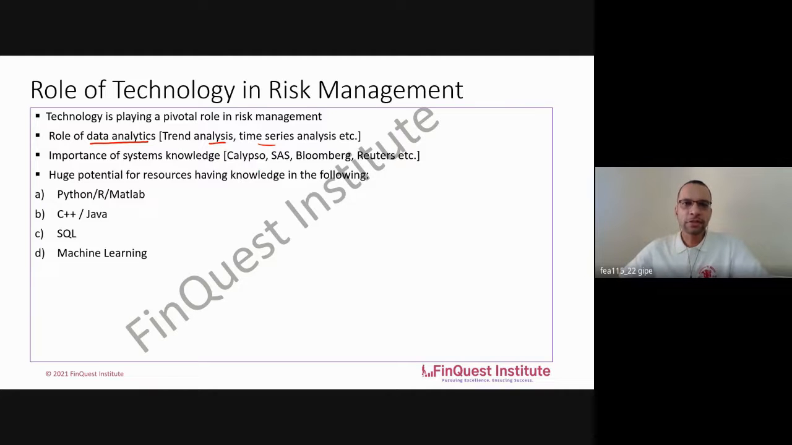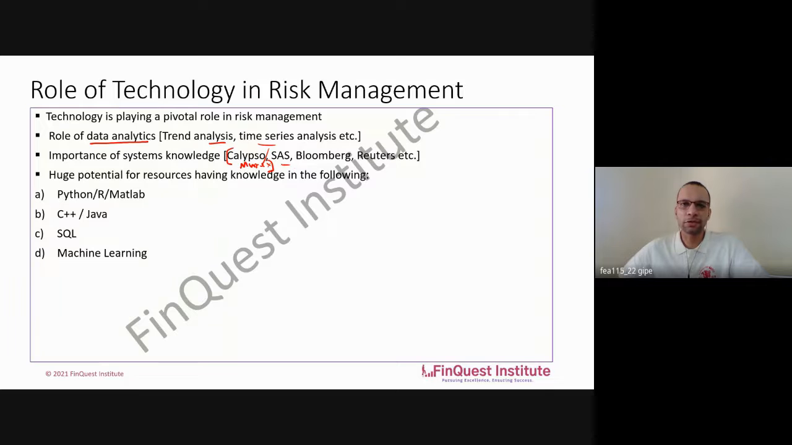Now, importance of systems knowledge is important. When I talk of systems, these are mainly your larger enterprise systems, something like Calypso or Murex. Of course, these are expensive systems. These are also enterprise risk software, something which banks purchase. This is like a complete treasury management tool, be it Calypso or Murex. And this is something for which you will not have access now. But once you join a bank, yes, you'll have access to each, and then you can explore these systems in detail.